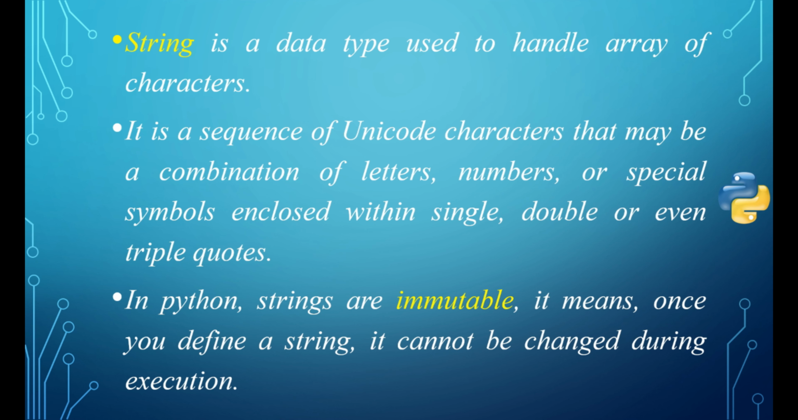It is called immutable. So, a string is a data type used to handle an array of characters. It is a sequence of Unicode characters that may be a combination of letters, numbers or special symbols enclosed within single, double or even triple quotes. In Python, strings are immutable. It means once you define a string, it cannot be changed during execution.